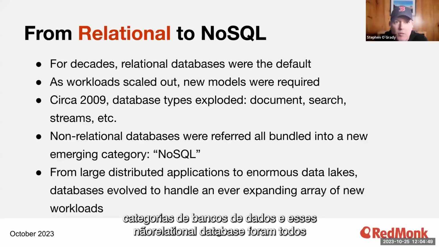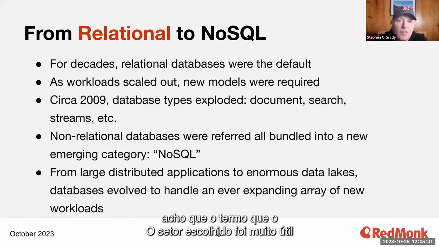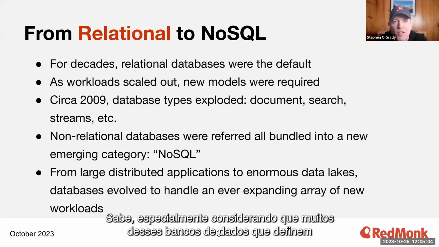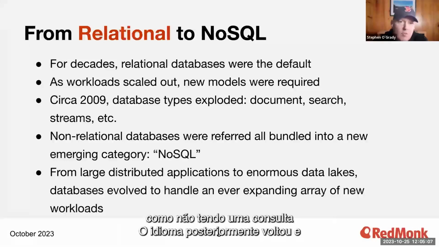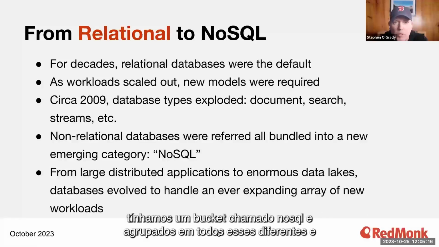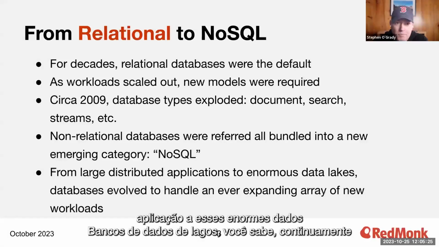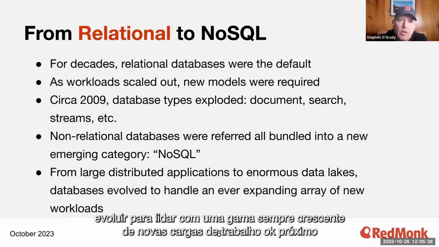new categories of databases. And these non-relational databases were all referred and bundled into a new category. Speaking personally, I didn't think that the term that the industry picked was all that useful. Particularly given that many of these databases that define themselves as not having a query language subsequently went back and added a query language. But that's what the industry decided on. So we had this bucket called NoSQL, and we lumped in all of these different and disparate database types. So from large distributed applications to these enormous data lakes, databases continually evolve to handle an ever-expanding array of new workloads. Okay, next slide.